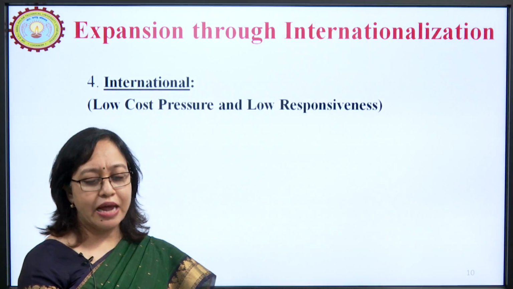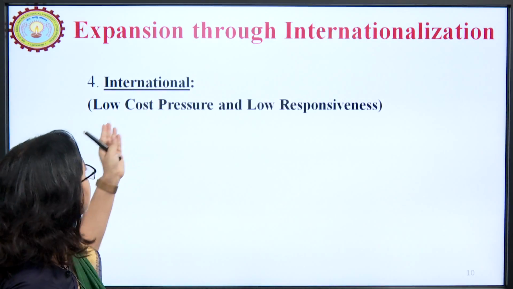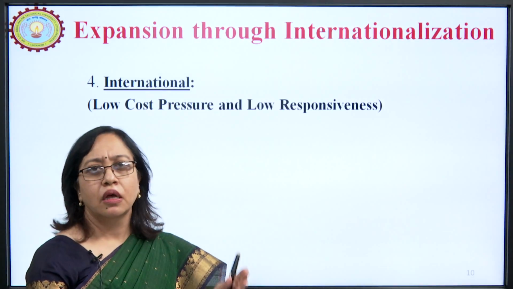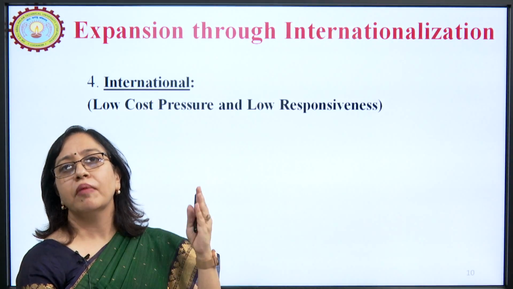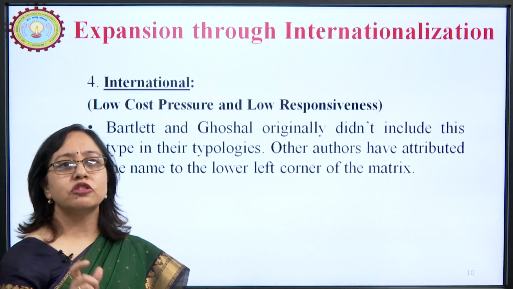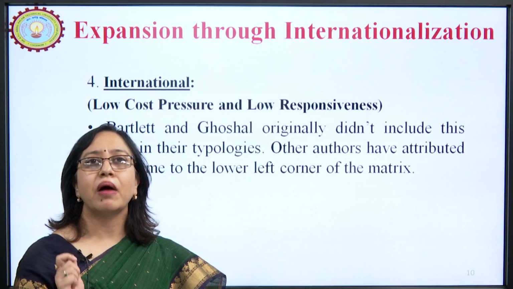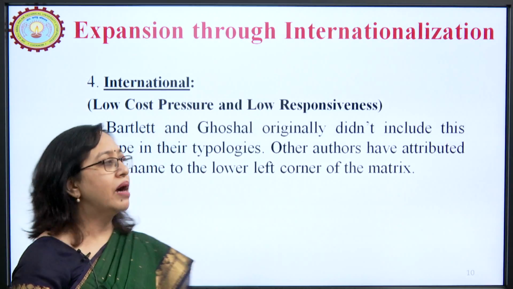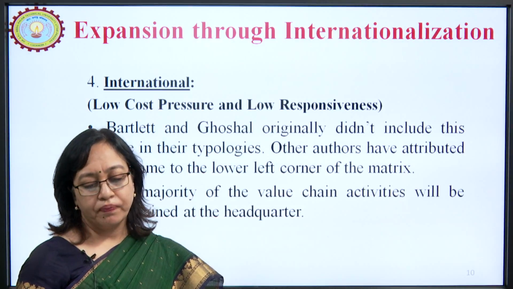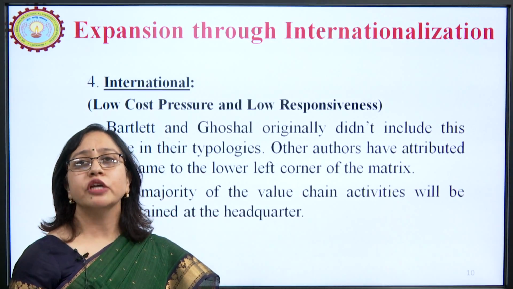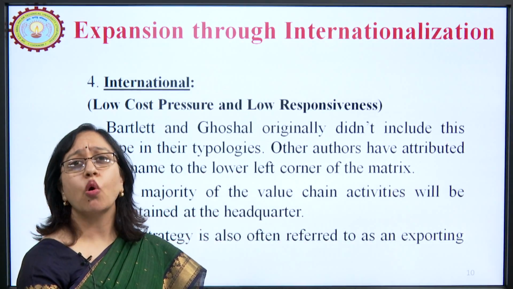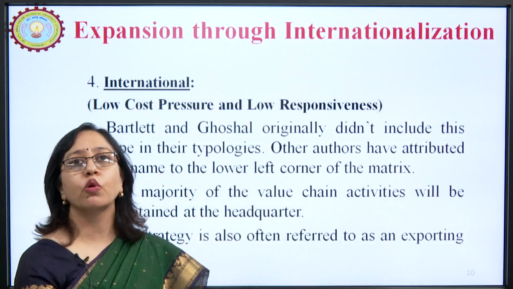And the last is international strategy. International strategy is a low cost pressure and low responsiveness strategy. The company is not concerned about either of the two aspects. Now, this strategy was not originally there in the Bartlett and Ghoshal model, but later on it has been included by other authors, and the majority of the value chain activities will be maintained at the headquarters. The strategy is also many times referred to as exporting strategy.